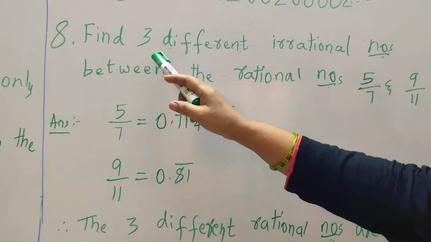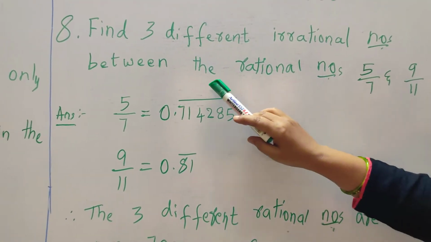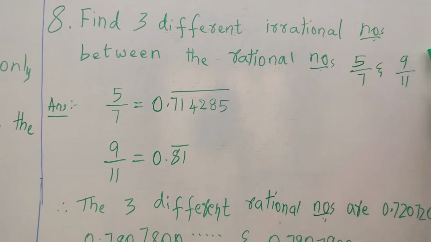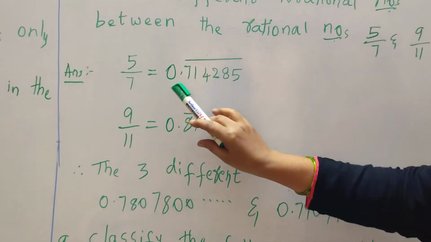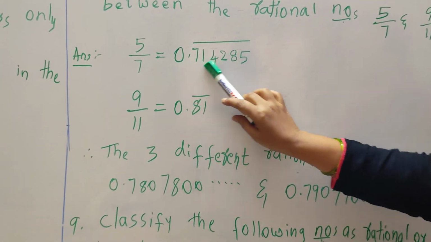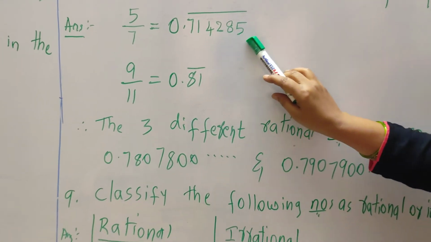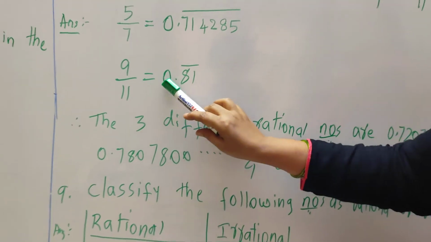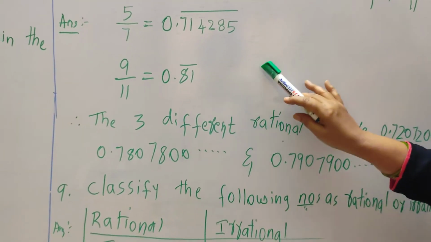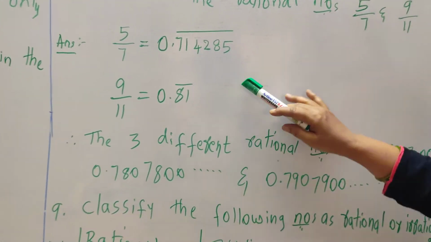Now question number 8. Find 3 different irrational numbers between the rational numbers 5 by 7 and 9 by 11. So what is 5 by 7? First let us divide and see. When we divide and see, we get 0.74285. It's a recurring decimal. Okay. And 9 by 11 is 0.818181. So this is also a recurring decimal.